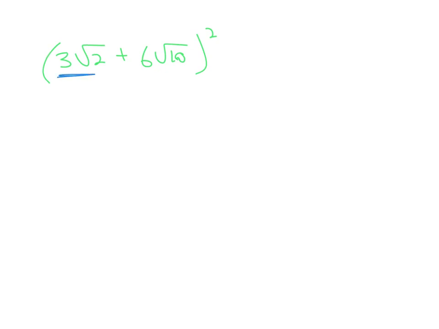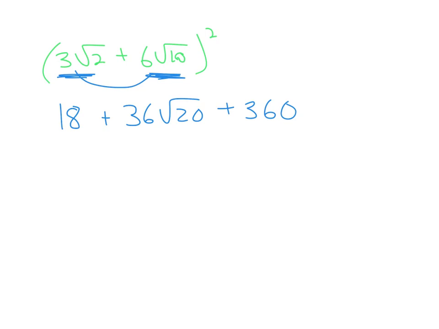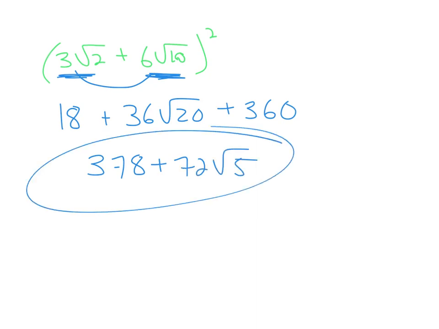So I know this times itself, 3 times 3 is 9, 9 times 2 is 18. And then if I multiply these twice, so 3 times 6 is 18, times 2 is 36 root 20. And then this squared is 6 times 6 is 36. And root 10 times root 10 is 10. So that's going to be plus 36 times 10, which is 360. That's going to give me 378 plus 72 root 5. And that would be your final answer.